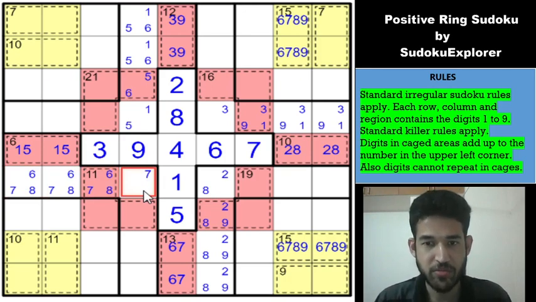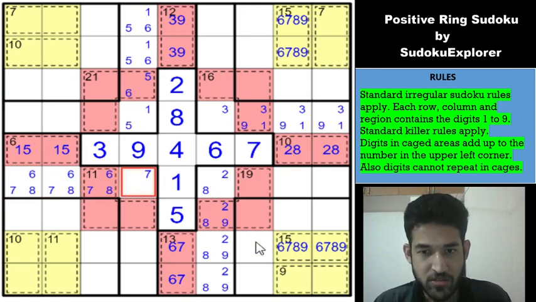Still the Sudoku seems to be harder, guys. So can we resolve this 15 cage? It can be still 6 plus 9 or 7 plus 8, not 8.